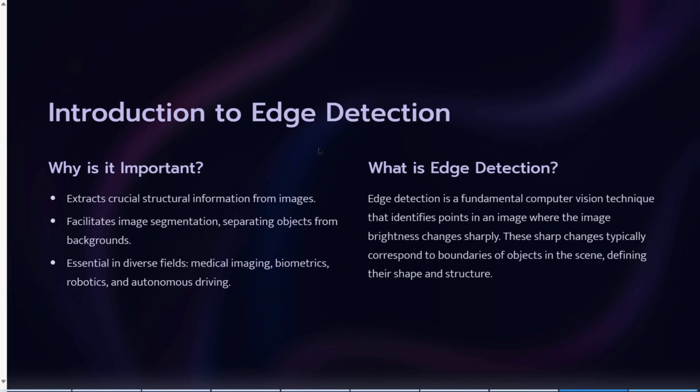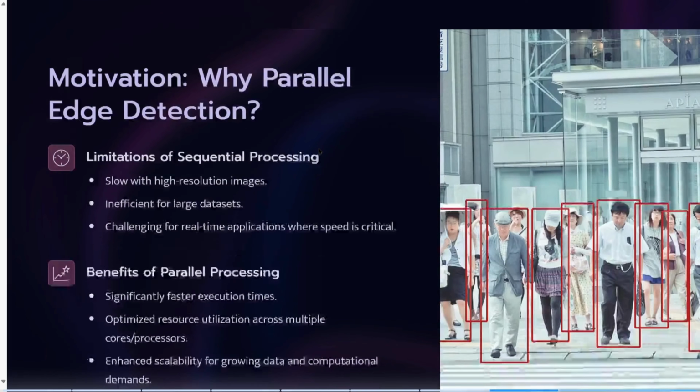First, what is edge detection? Basically, it's a technique used in computer vision to find boundaries inside images, points where the brightness changes suddenly. These points usually represent the outlines or shapes of objects. Edge detection is important in so many real-world areas, like medical imaging, face recognition, robotics, or any system that needs to understand what it sees.